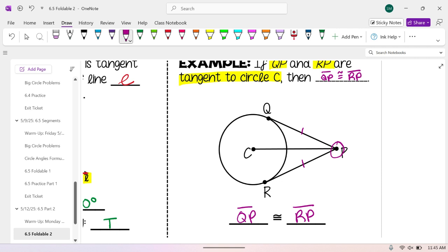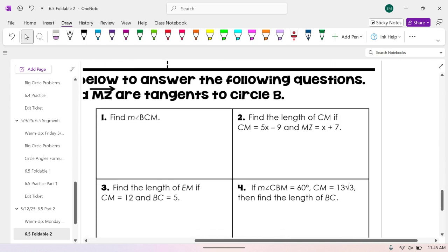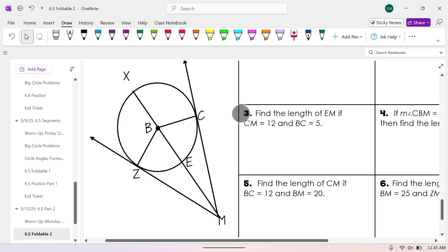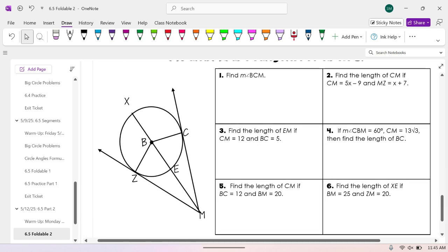Any questions so far? Now, below is where they're actually having us answer some questions about this. So all 6 of these questions are going to be using this diagram over here, and they should overlap. Actually, no, they don't overlap, but you'll see in a second.